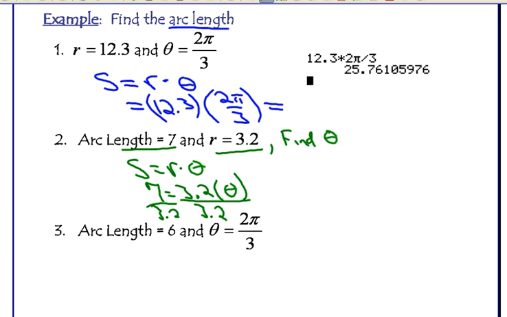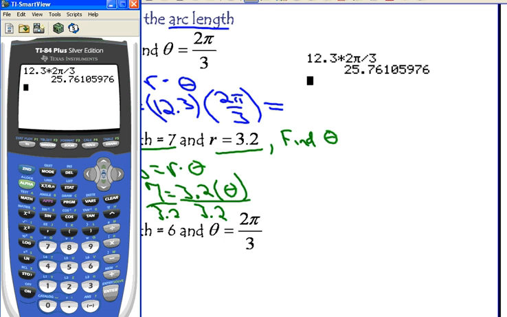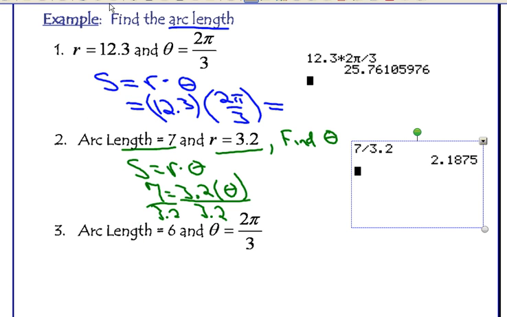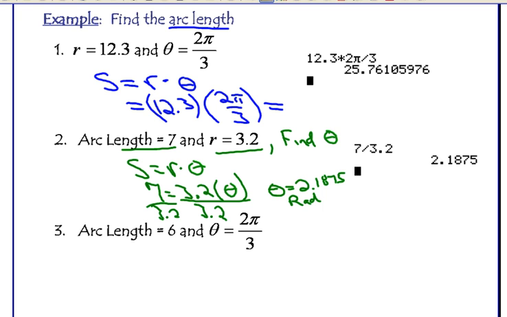Divide by 3.2, and I now need to know what's 7 divided by 3.2. So 7 divided by 3.2, and I get an answer of 2.1875. It's an angle. I use my arc length formula, so I know my answer has to be in radians. So what does theta equal? 2.1875. If I don't put units on it, I know it's radians, or just to make it clear, I can write radians. And just reminding yourself, a radian is about 60 degrees, a little less. So this is about 120 degrees.